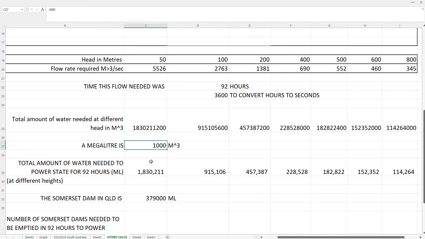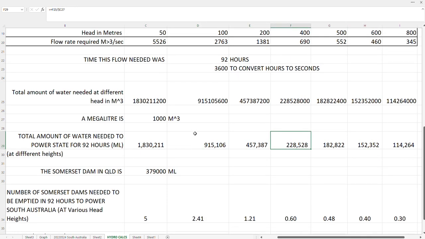So you can convert them to megalitres, which is a measurement of water that people that measure water use, and it's 1,000 metres cubed. So the total amount of water needed to produce 1,081 megawatts for 92 hours at a 50 metre fall is 1,830,211 megalitres. And at 800 metres it's 114,264. And these numbers still don't mean a lot. You can't envisage how much this water is.